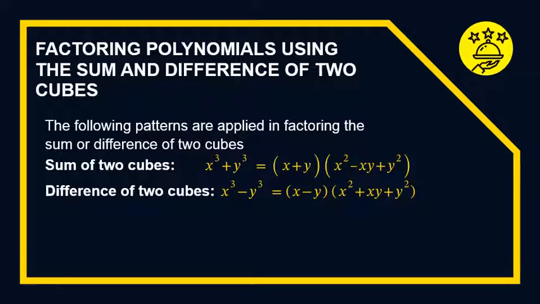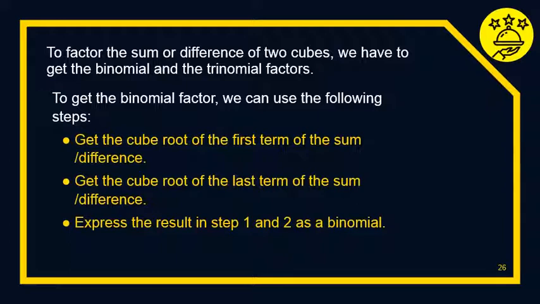The following patterns are applied in factoring the sum or difference of two cubes. To factor the sum or difference of two cubes, we have to get the binomial and the trinomial factors. To get the binomial factor, we can use the following steps. First, get the cube root of the first term of the sum or difference. Second, the cube root of the last term of the sum or difference. Third, express the results in steps 1 and 2 as a binomial.